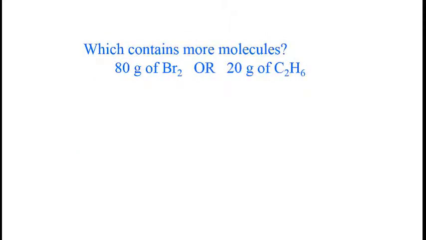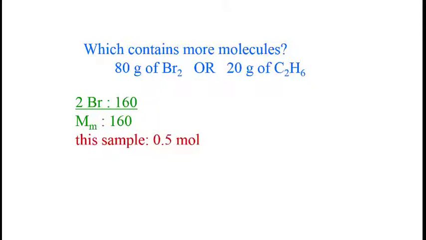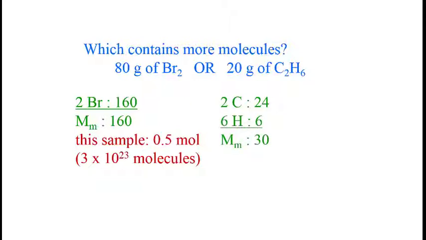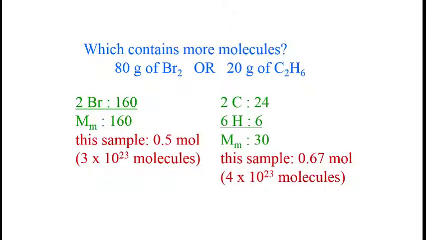Let's start with a problem that asks us to rank samples in number of molecules. We compare 80 grams of Br2 to 20 grams of C2H6. Since we're ranking in molecules, we need to know moles of compound. With 2 bromines in the formula, Br2 has a molar mass of 160 grams per mole. This sample is half that much, or half a mole. We estimate it to contain 3 times 10 to the 23rd molecules. With 2 carbons and 6 hydrogens in the formula, C2H6 has a molar mass of 30 grams per mole. 20 is 2/3 of 30, so this sample is 2/3 of a mole. We estimate it to contain 4 times 10 to the 23rd molecules. The C2H6 sample contains more molecules.